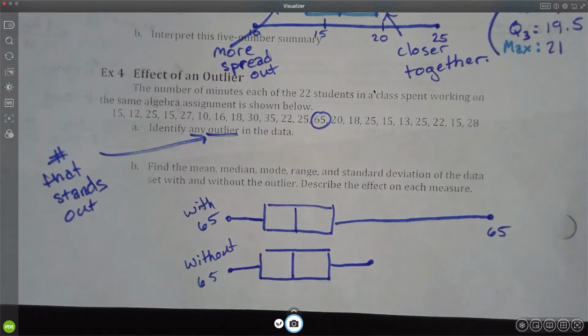Again, that's not drawn exactly because I don't want to take the time to do all of that work again because the bell's going to ring. But with the 65, it's going to change my box and whisker plot because it's going to pull everything that direction. Does that make sense? Versus taking the 65 out. So, outliers change your data significantly.